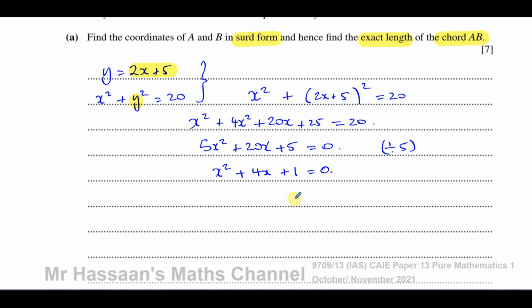I know I'm not going to be able to factorize this, because it says find the coordinates of A and B in surd form, so this is going to be an answer in surd form and it cannot be factorized. I can either use the formula or complete the square. But what you can't do is just put it in your calculator and write x equals and x equals.